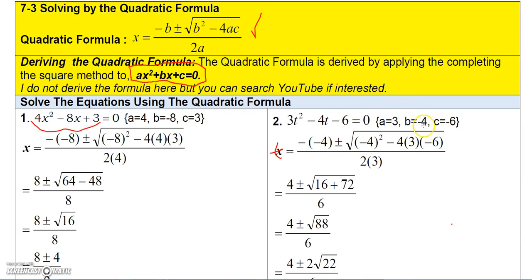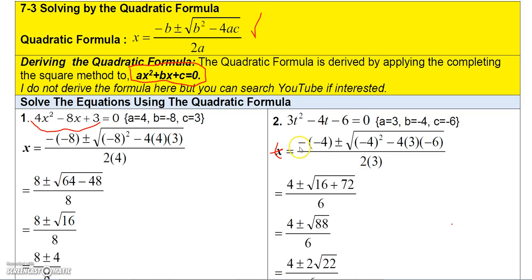Okay, but you're going to use the same formula, so you're going to have minus b, so that's going to be minus negative 4 since b is negative 4. And then plus or minus the square root of b squared minus 4 times a, which is 3, times c, which is negative 6, all divided by 2 times a, which is 3.